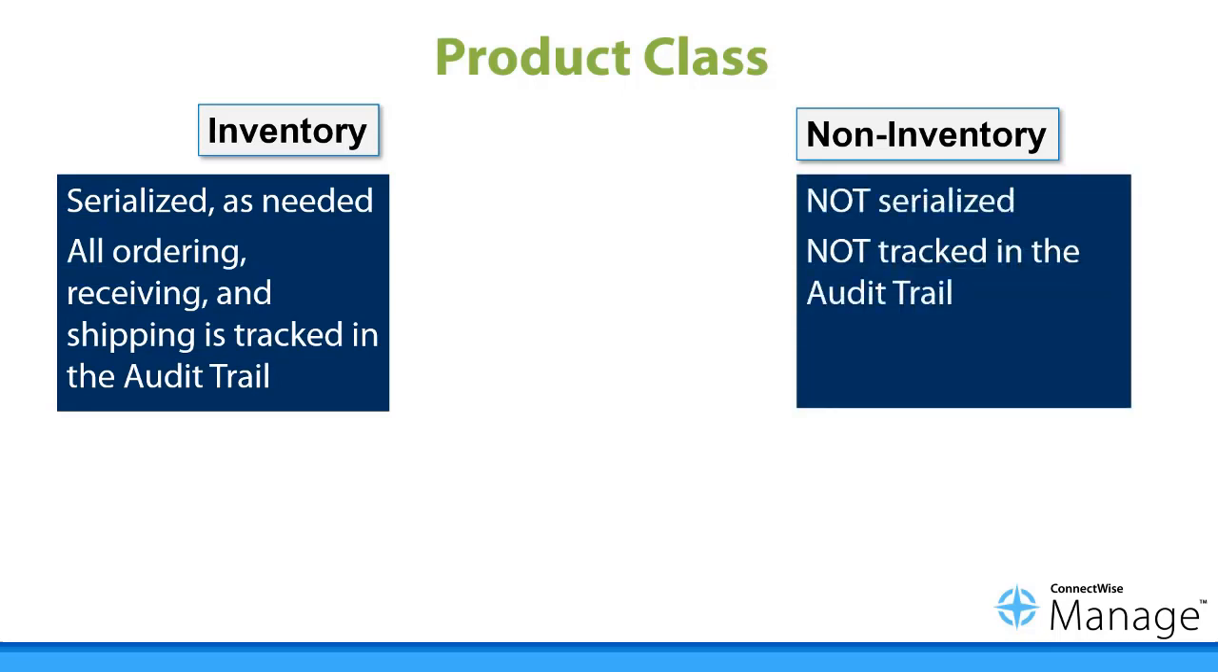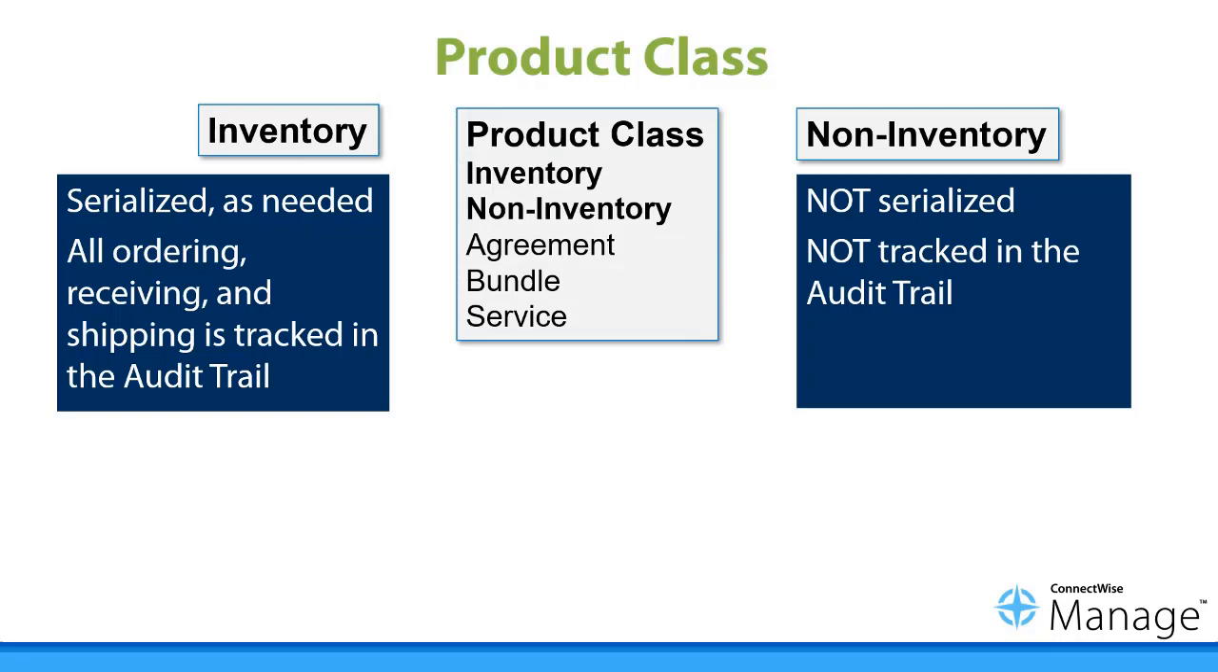Non-inventory class refers to products that do not need to be serialized. When you order or receive them, the audit trail will not track them. There are other product class options as well, but for procurement, we must have inventory and non-inventory product classes.